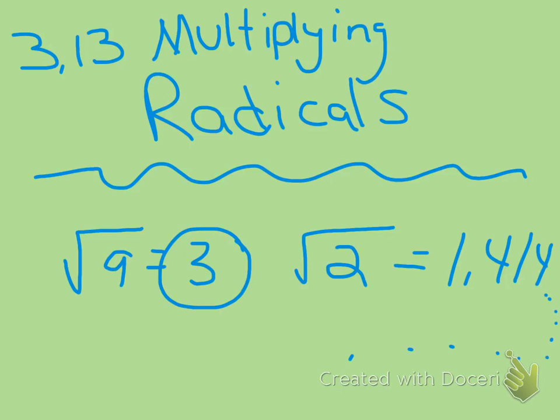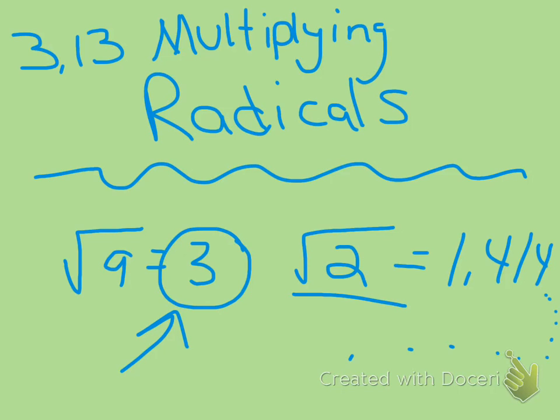That would be really nice if it was 1414, 1414, because then we could turn it into a fraction, and then it wouldn't be considered irrational. But since it doesn't repeat, it just keeps all these different numbers on and on. It's not a pattern or anything. It's called irrational.